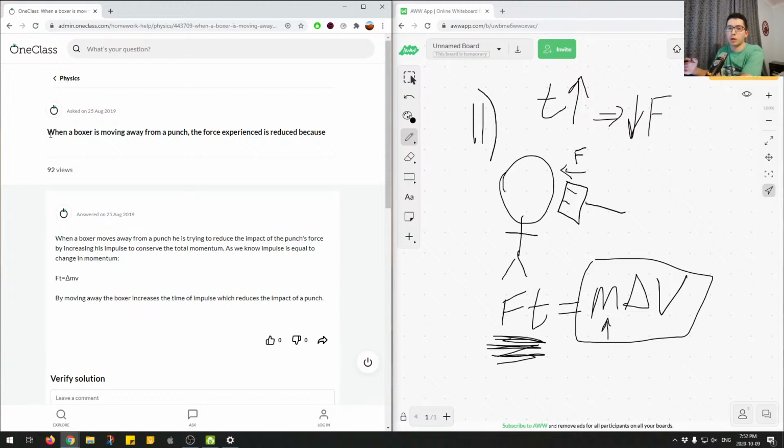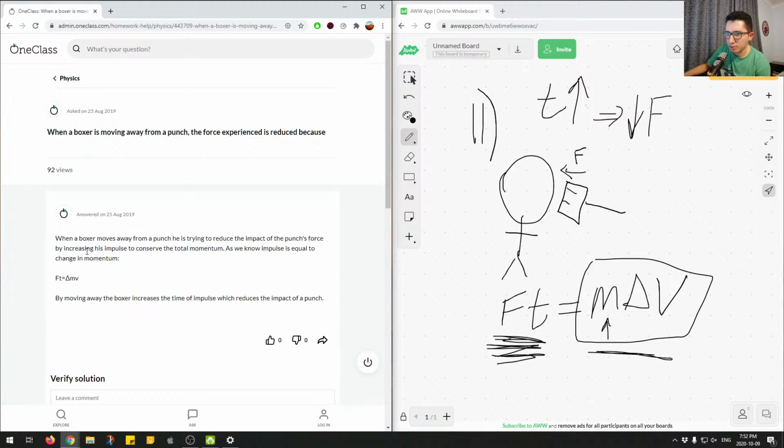Mainly, what the boxer is trying to do is increase the duration of the impact of the punch. This increases our time variable, and thus decreases the force experienced, because we have the law of conservation of momentum, and we know that this side of the equation has to remain constant.